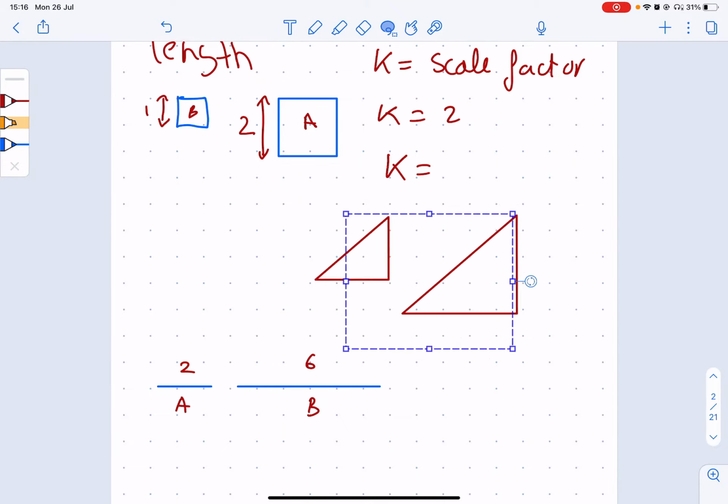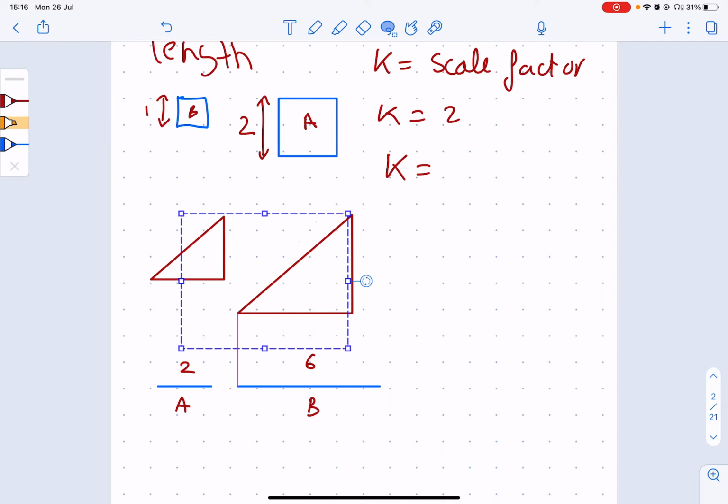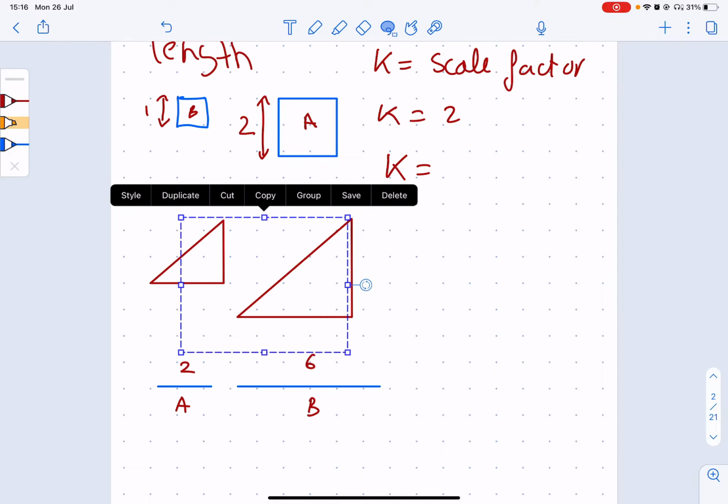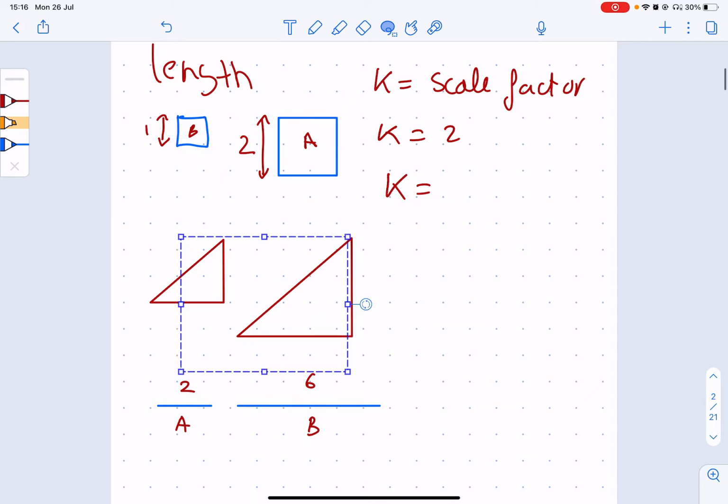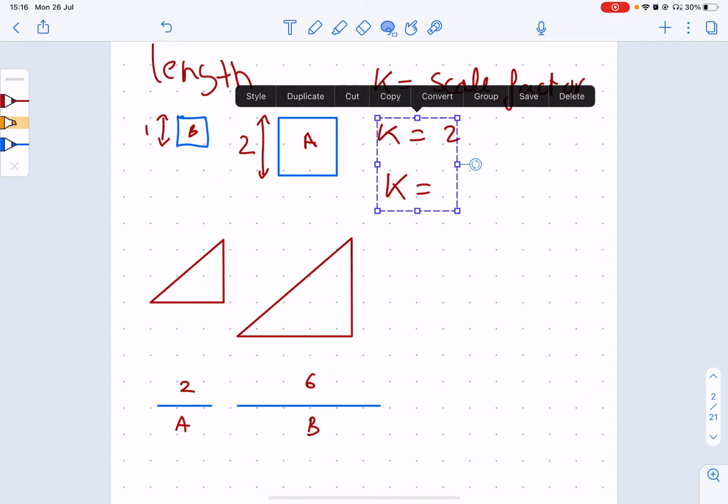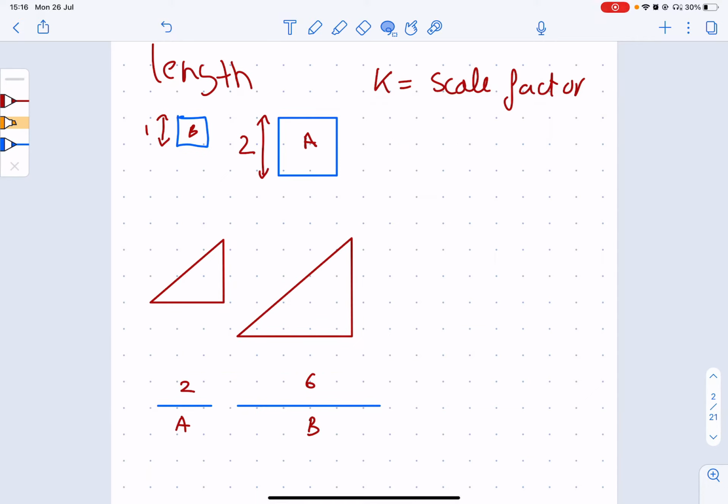Hello guys. So today I want to cover scale factors and basically how to do the similar shapes homework that I gave you this week. So what I want you to understand first is what a scale factor is. A scale factor is in this case represented as k. It just tells us how many times bigger one shape is compared to another.